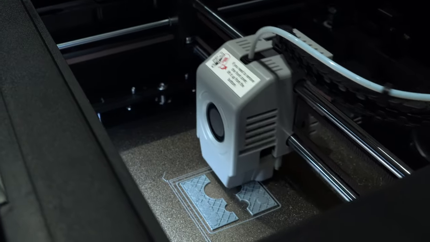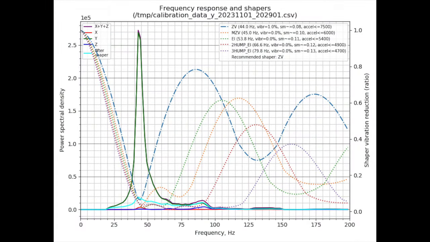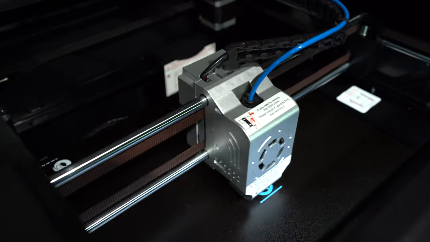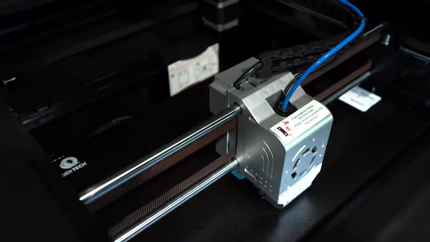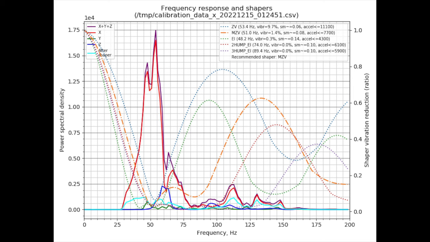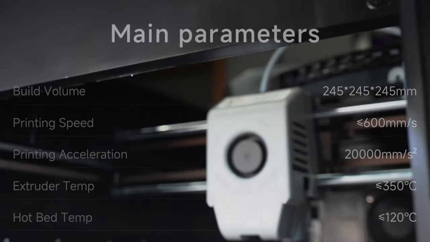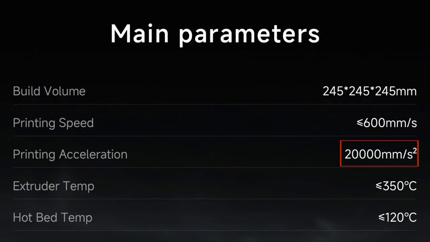The limiting axis is Y, with a maximum recommended acceleration of 7500 using the ZV shaper. This is a noticeably better result than I obtained from the X Max 3, for which the X axis had multiple secondary vibrational modes. The maximum acceleration in X is 10,900. These are both well short of the advertised 20,000 mm per second squared acceleration.